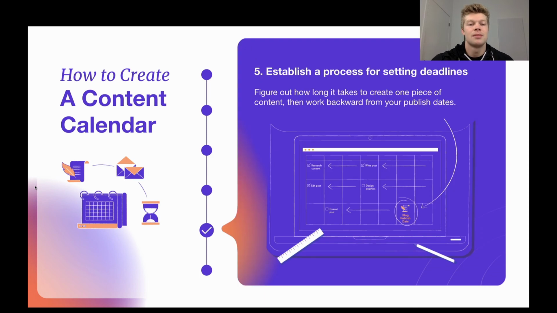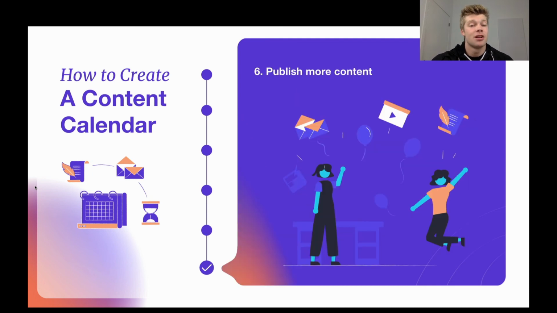Once you know all the steps involved in creating a piece of content, and you know roughly how long each step in each process takes, you can use that to figure out how long one single piece takes to complete. Then you can easily plan out deadlines on your calendar more accurately so things don't get rushed. Then, once you're up and running, start publishing more and better content that gets results.